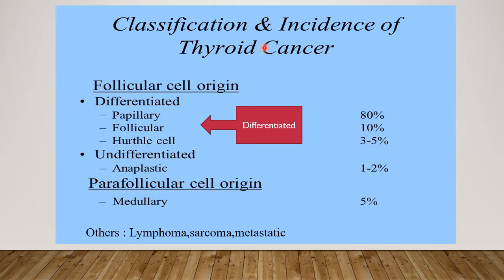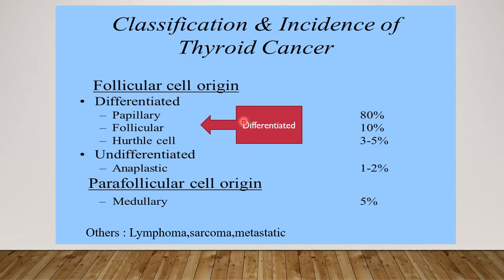Classification and incidence of thyroid cancer. There are 4 main types of thyroid cancers. The follicular origin will be the differentiated cancers known as the papillary carcinoma, follicular carcinoma, and Hürthle cell carcinoma. Another group is known as the undifferentiated, which are also known as the anaplastic tumors. The fourth category is the medullary carcinoma, which originates from the parafollicular cells of the thyroid.